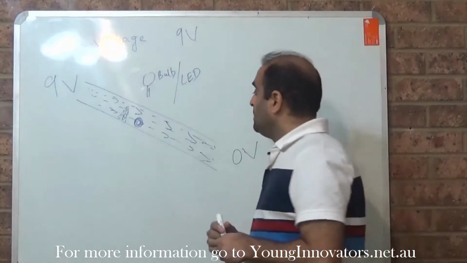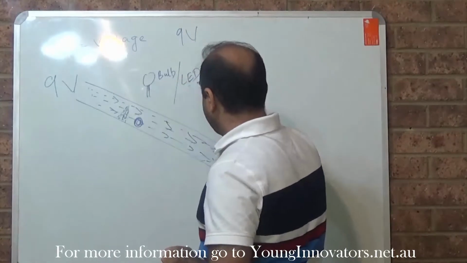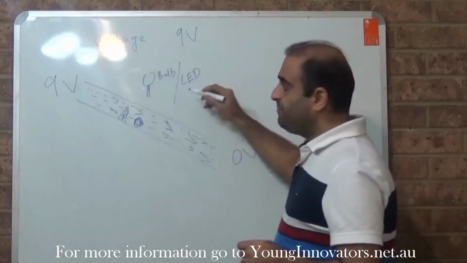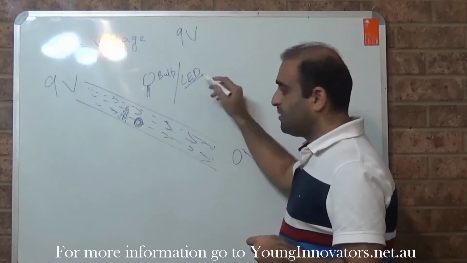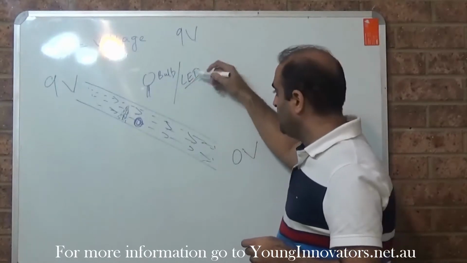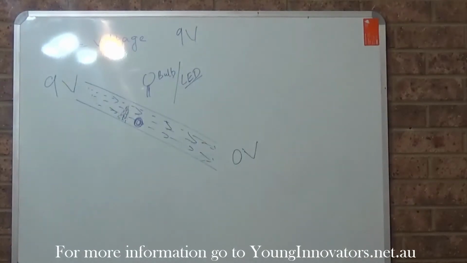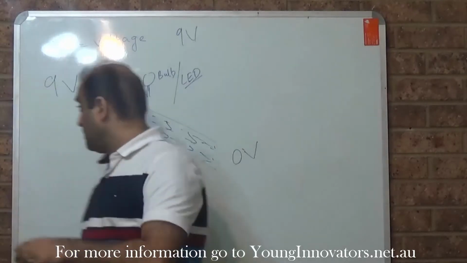So LEDs, right? Think of this: if the LED can resist the flow of the water, then the LED will survive. Otherwise, the LED will just blow away. So I'll show you guys what the LED looks like. So that's an LED. Pass it on to everyone.